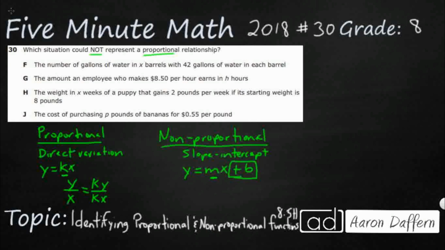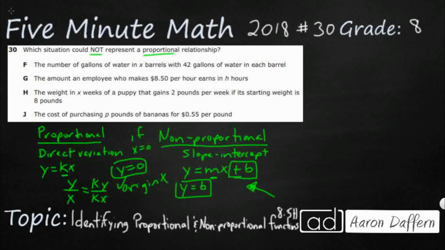So the difference here is if x equals 0, well, if x equals 0, then y equals 0 if it's proportional, which means it goes through the origin. But if x equals 0 for non-proportional, y would equal b. That's our y-intercept. So you see that's where the difference is right there. If x is equal to 0, you see the difference. This one does not go through the origin. So we're looking for something that looks more like this, the y equals mx plus b slope-intercept form, than direct variation. So now that we know what we're looking for, let's get into the actual problems.